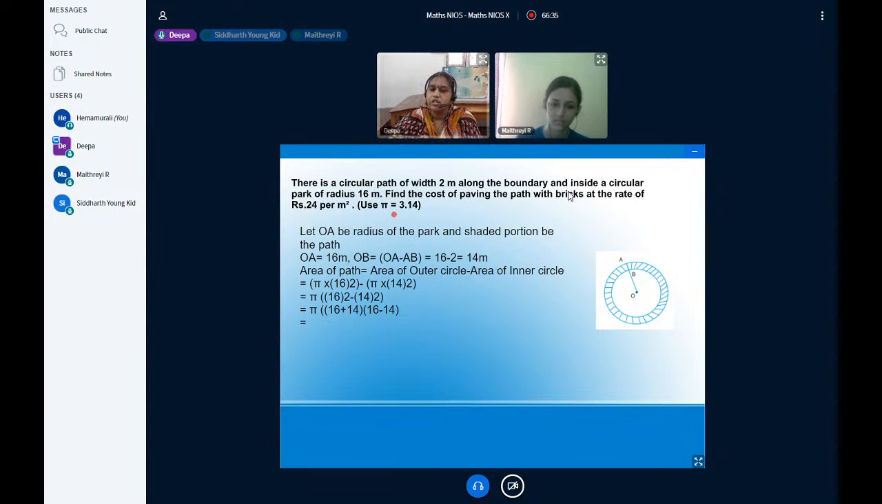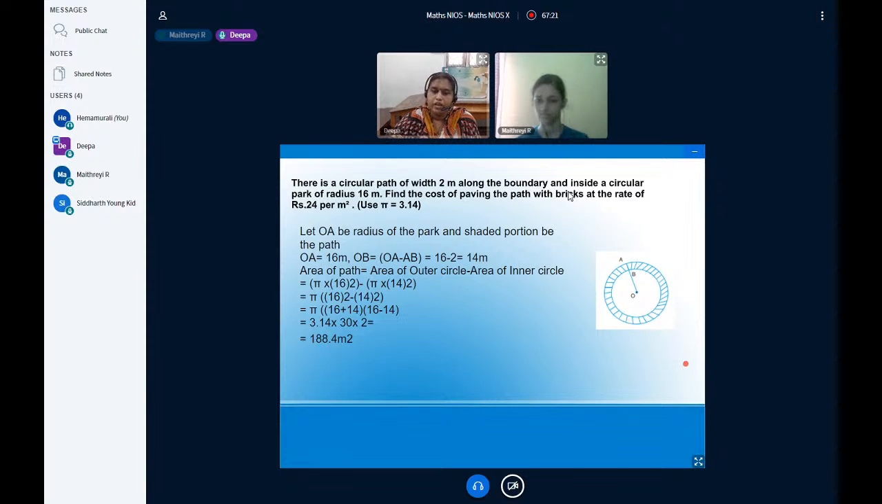So, already in the question they gave the value of pi. What is that? 3.14. That is 3.14 into 16 plus 14 is 30, into 2. 16 minus 14 is 2. Multiply and tell me the answer. What is the answer? 3.14 into 30 into 2. That means 3.14 into 60. How much? 188.4 meter square. Right? This is the area of the circular path.